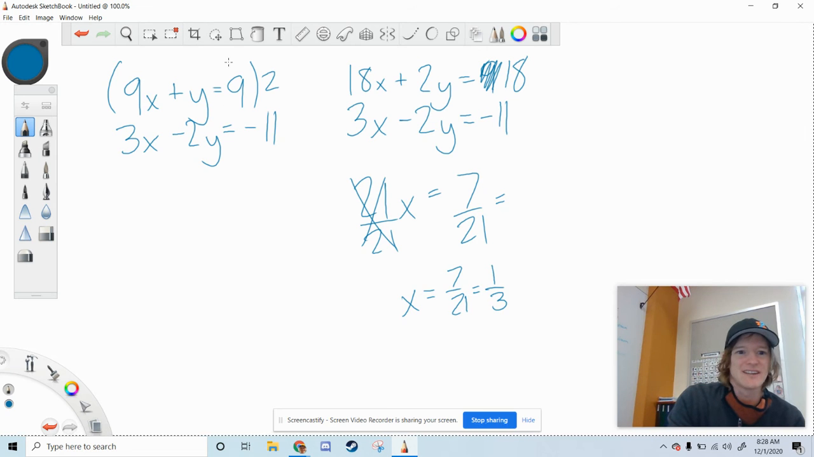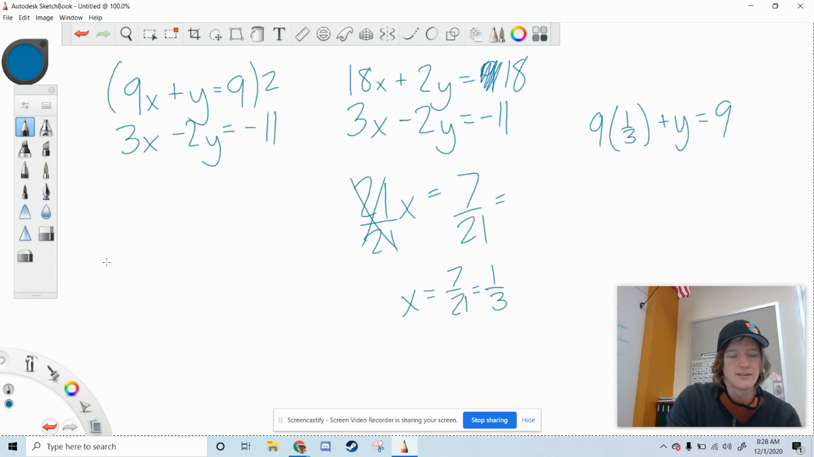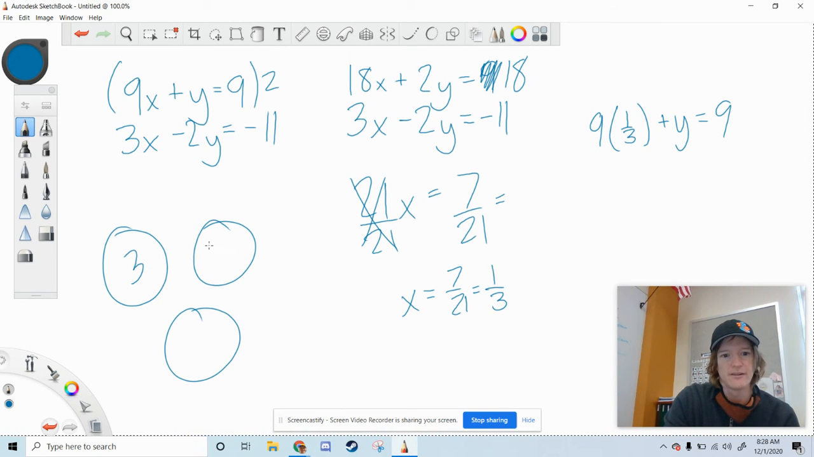Let's plug it into the top one. I don't have any negatives to worry about. So we'll do 9 times 1/3 plus y equals 9. Well, 9 times 1/3 means 1/3 of 9. So we'll think about 9 divided by 3. We've got 3 here, 3 here, and 3 here. 3, 6, 9. So one group of those is 3. That's 1/3 of 9.